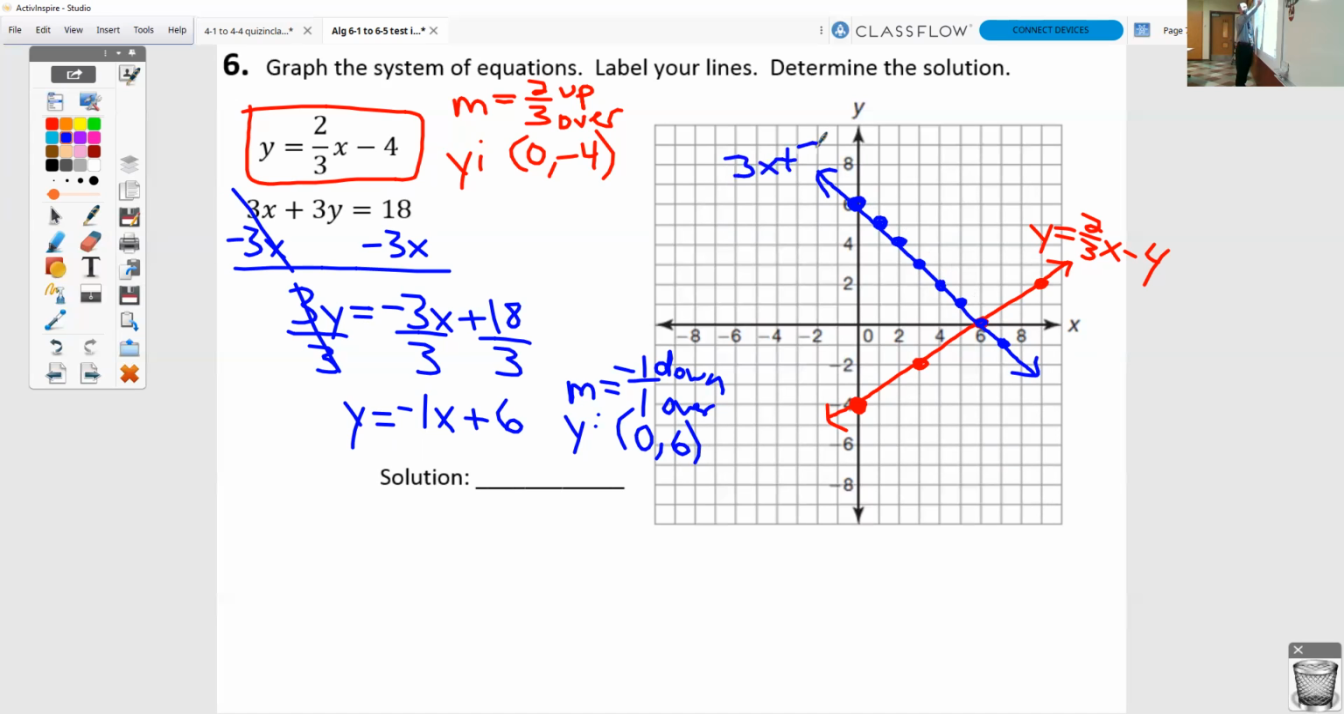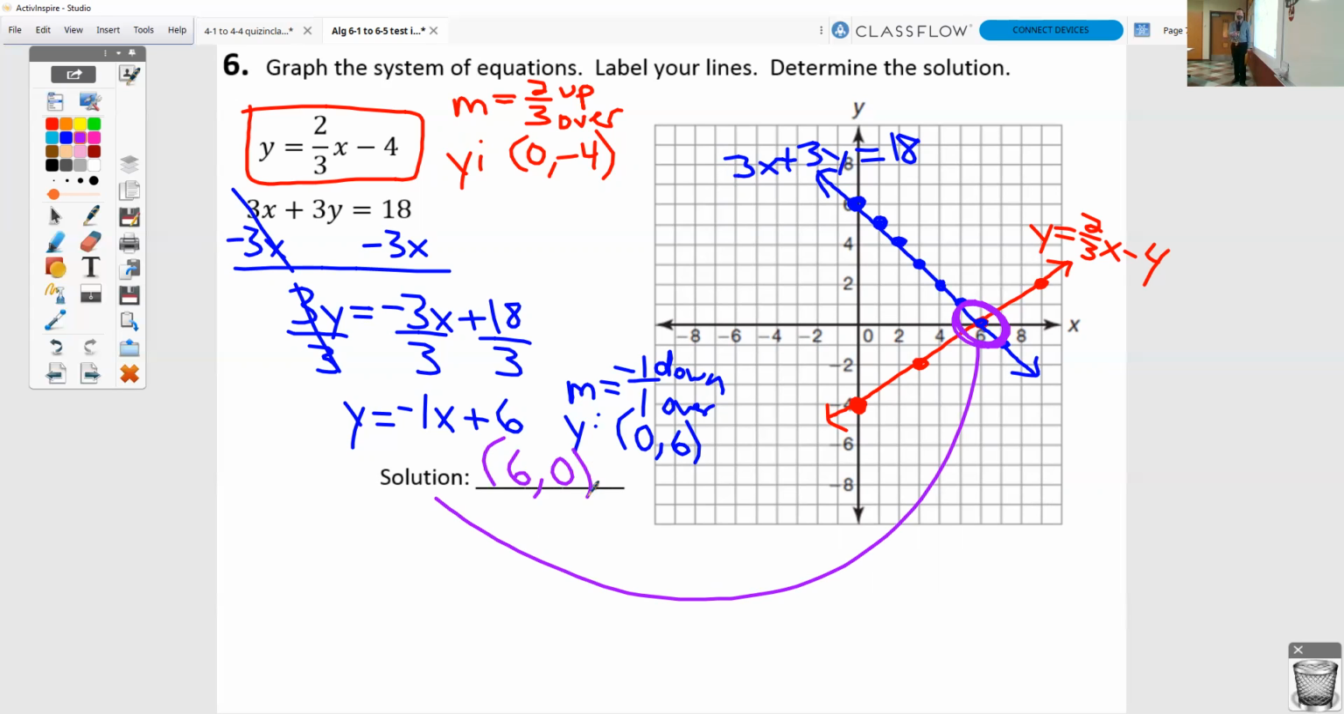Make sure that you put your arrows on the ends of your line and that you label your line. Then you're asked finally for the solution. The solution is where the two lines cross. Where do they cross? Is it (0, 6) or (6, 0)? (6, 0).